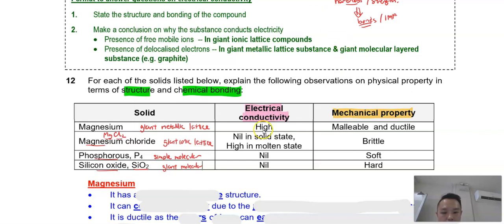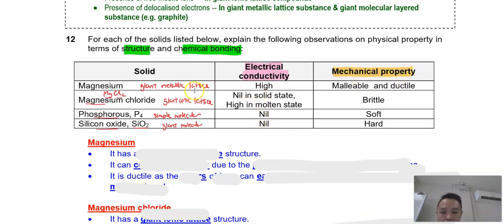So, in terms of mechanical properties, alright, giant metallic lattice, you'll be looking at metallic bonds. Ionic lattice, you're looking at ionic bonds. For P4, phosphorus, we're looking at your IMF. That's why you can see it's soft. Okay, for silicon dioxide, alright, when you want to break silicon dioxide, you're looking at covalent bonds. And that's why you can see correspondingly it will be hard. Okay, so we're going to explain one by one because it makes sense. There are 2 properties to explain for, so it's easier to divide and conquer to organize the answer.